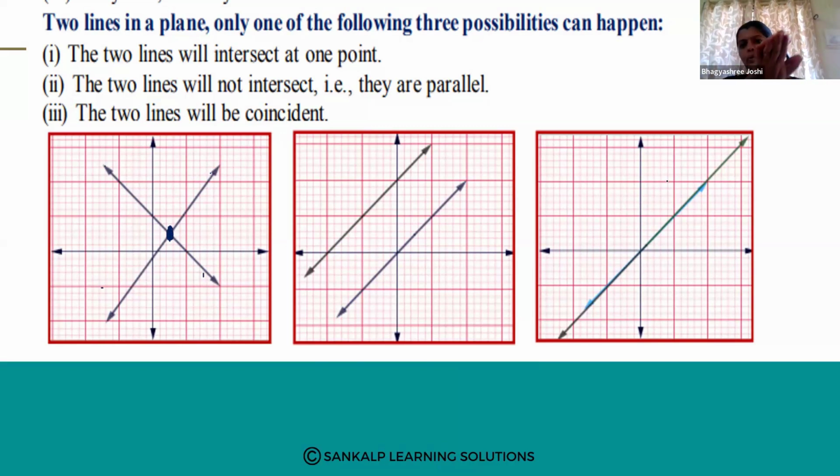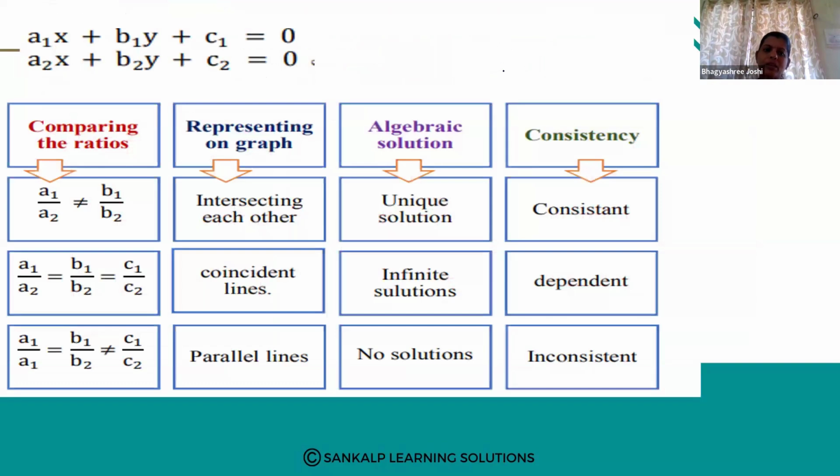So overlapping on one another. These three possibilities can happen if you plot a graph for a pair of linear equations in two variables, right? Next, remember, one is intersecting, another one is parallel, the third one is coincident lines.